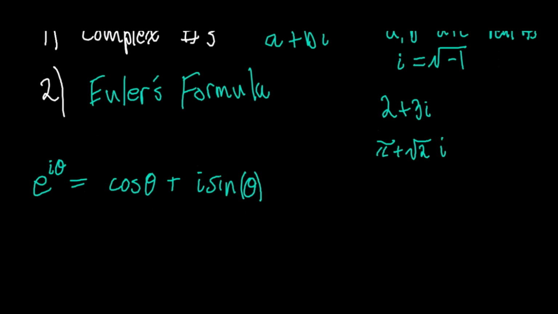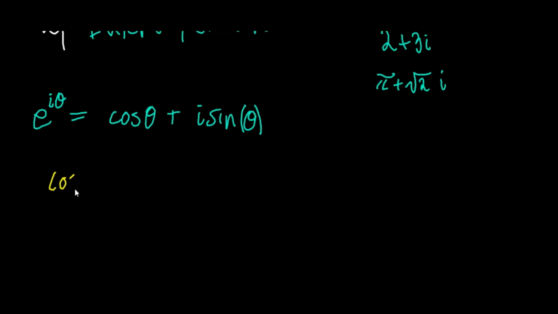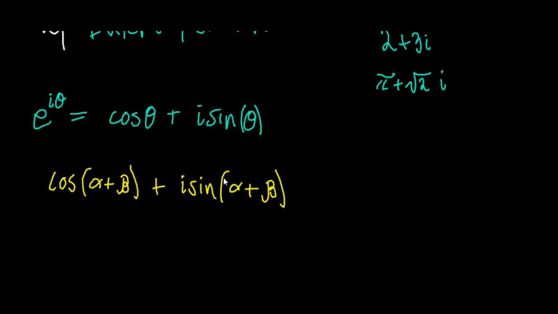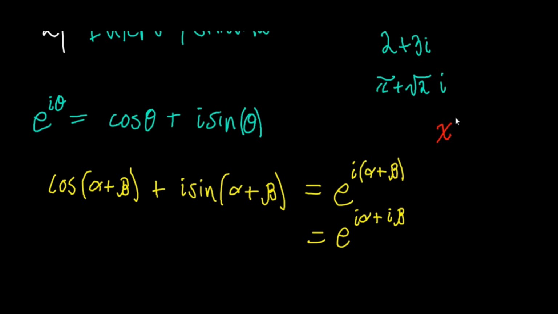So check out what we can do. We can say that cosine of alpha plus beta plus i sine of alpha plus beta, by Euler's formula, is just equal to e to the i times alpha plus beta. And this is equal to e to the i times alpha plus i times beta. And remember the exponent law, x to the a plus b is equal to x to the a times x to the b. This is one of the many exponent laws that is going to help us here.